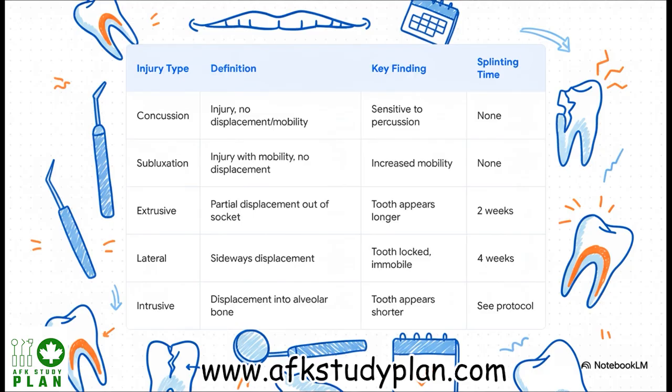First, the easy ones. Concussion and subluxation, no splint needed, just some TLC. The ones you have to know the difference between are extrusive and lateral luxation. Extrusive, where the tooth is coming out a bit, that gets a flexible splint for 2 weeks. But lateral luxation, where it's pushed sideways and usually breaks some bone, that needs more time. That's a longer splinting time of 4 weeks. 2 weeks versus 4 weeks. They love to test you on that.